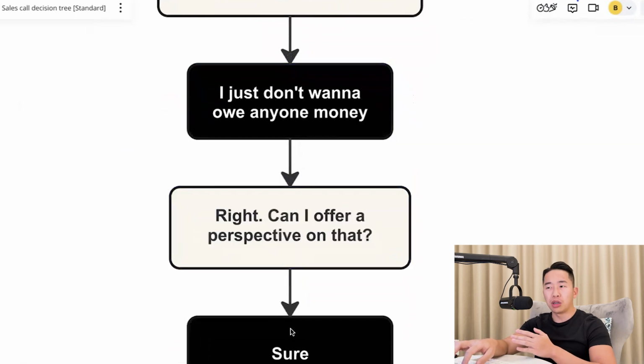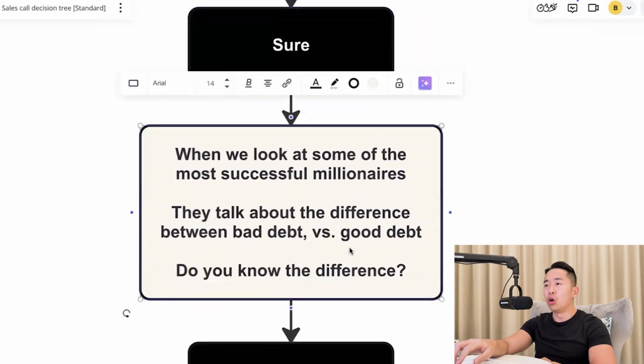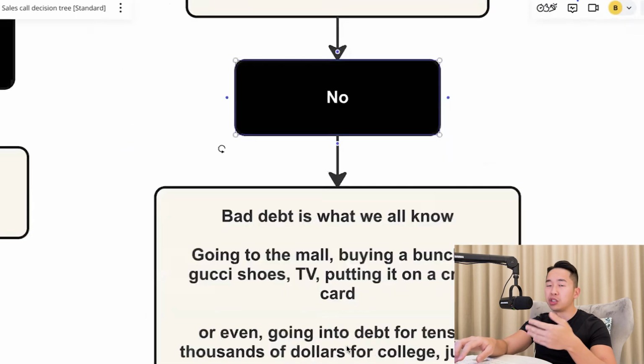Can I offer perspective on that? They're like, yeah, sure. Well, when we look at some of the most successful millionaires, like some of the most successful people in the world, they talk about the difference between bad debt and good debt. Do you know the difference? They're like, well, no. Or they say, yes, whatever.